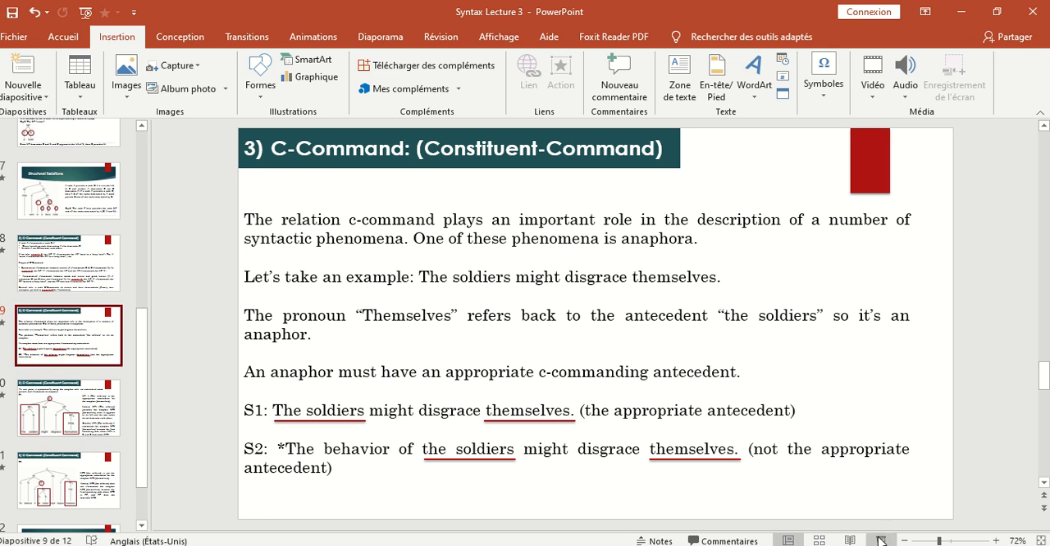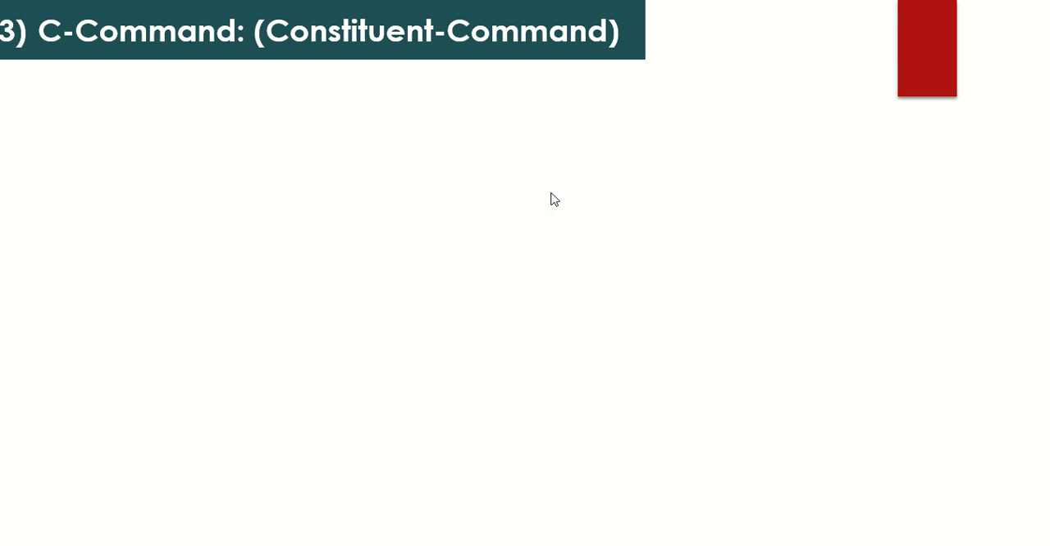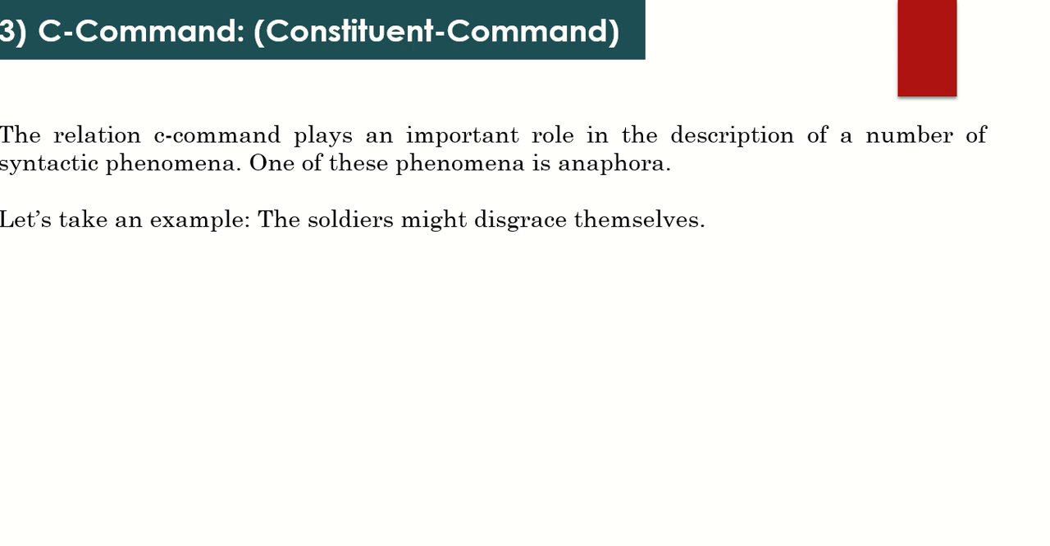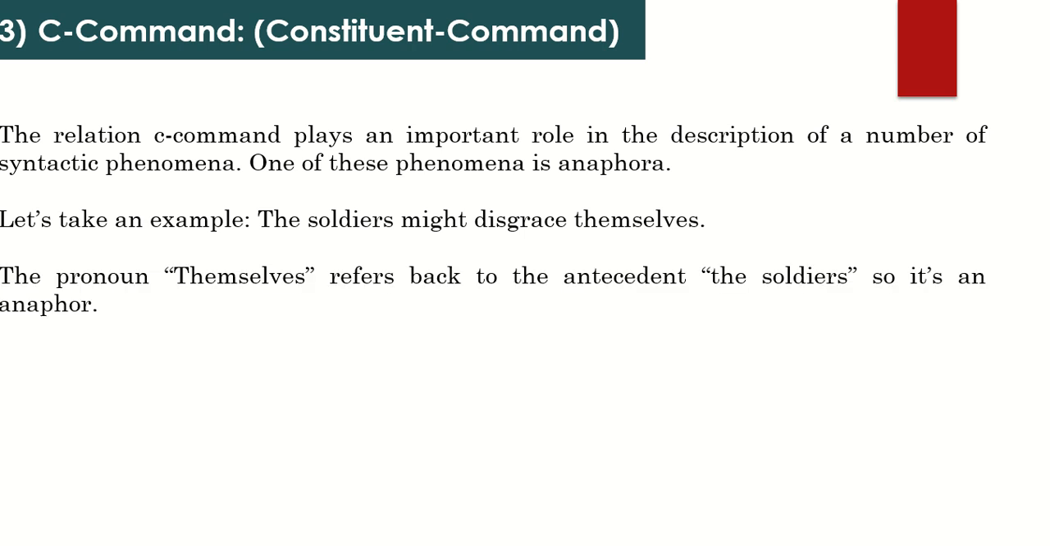Why do we need this now again? The c-command relation plays an important role in the description of a number of syntactic phenomena. One of these phenomena is anaphora, or anaphor, as you know it. Let's take an example: The soldiers might disgrace themselves. The pronoun themselves in this example refers back to the antecedent, the soldiers. So it's an anaphor of the antecedent, the soldiers.